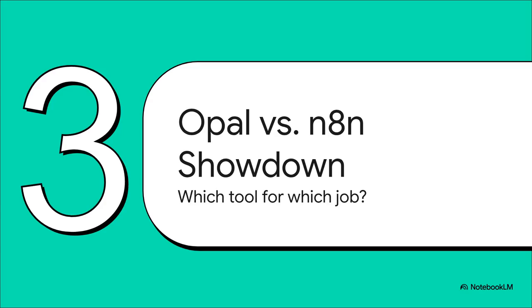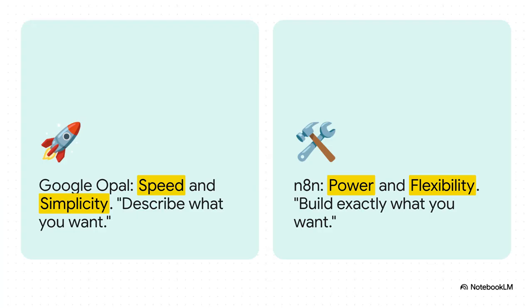So all of these limitations bring up a really critical comparison. How does a tool like Opal, in the state it's in right now, actually measure up against, say, a heavyweight automation platform like n8n? When you get right down to it, it's about two totally different philosophies. Opal is all in on speed and simplicity. The whole idea is you just describe what you want. n8n, on the other hand, is all about power and flexibility. It gives you the granular tools to build exactly what you want, piece by painful piece sometimes.